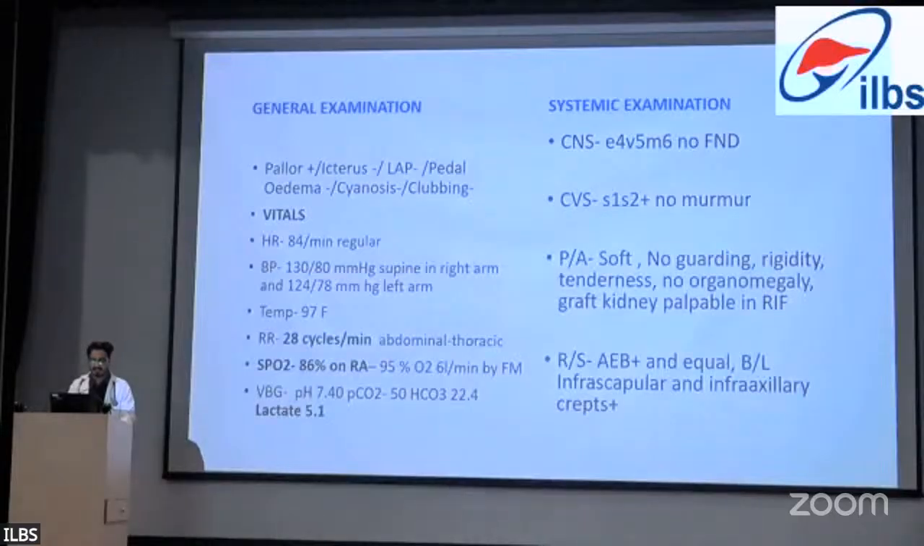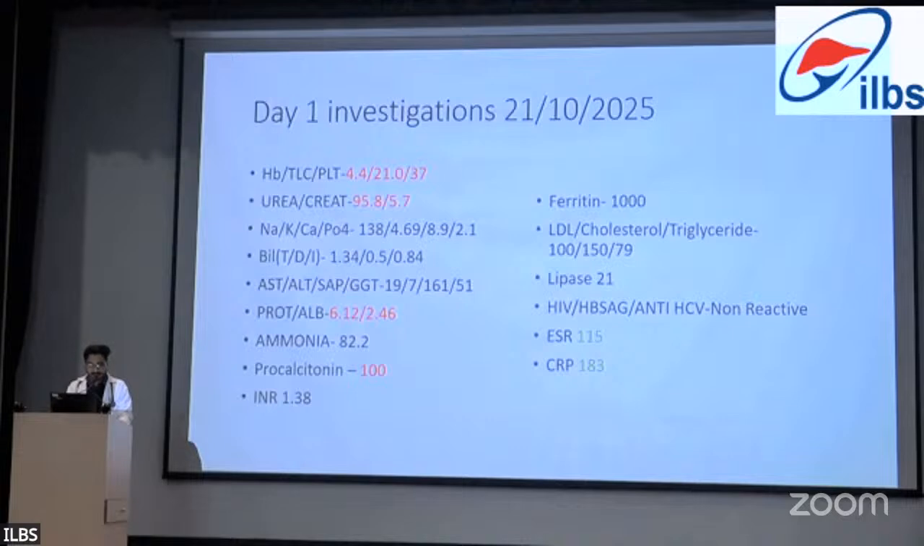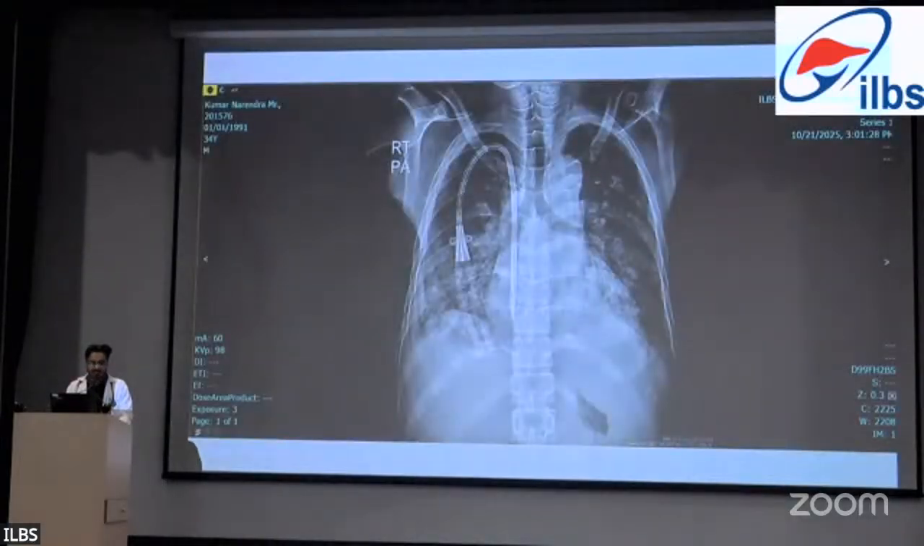On examination, he had tachypnea and shortness of breath. Saturation was 86% and he was connected to oxygen support. VBG showed lactic acidosis, and Day 1 investigations showed bicytopenia with sepsis, and total leukocyte count was 21. Procalcitonin was 100, and ESR and CRP were 115 and 183. This was the Day 1 chest X-ray showing a right tunneled cuff catheter with infiltrates, predominantly in the middle lobe and lower lobe, on the right side more than the left side.